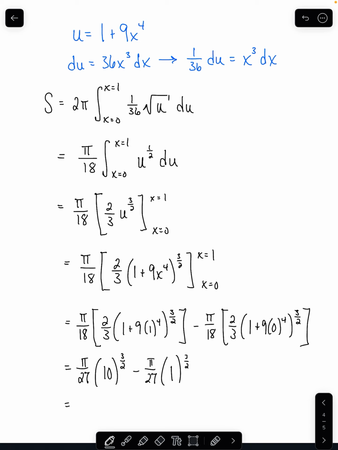So if we wish, we could factor a common pi over 27 out of this and be left with 10 to the 3 halves minus 1, which is about as good as we can get it. We could find a decimal equivalent perhaps, but this would be the exact form of the answer.